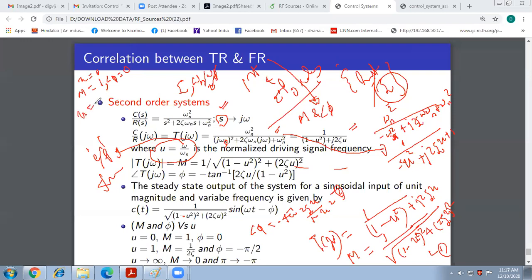When u is infinity, what is m from equation 1? When u is infinity, what will it be? It will be infinity in the denominator, right? Anything in infinity will remain infinity, and 1 by infinity will be 0. And what will be angle phi? When u is infinity, what will it be? It will be 1 by infinity.